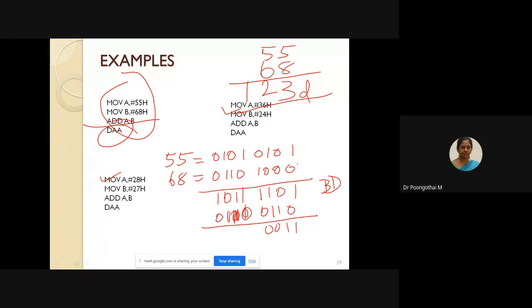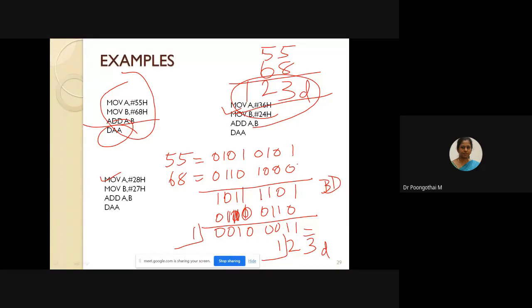Next 0, 1, 1, 0, 0, 1. So along with carry, your answer is 123. So your value is converted into BCD format. So your accumulator holds 24 and your carry is set to 1. 1, 2, 3.